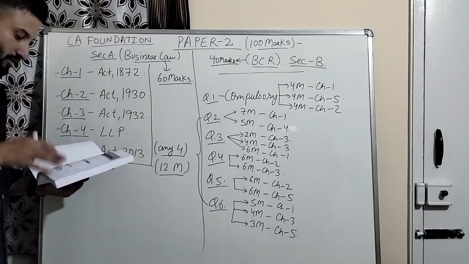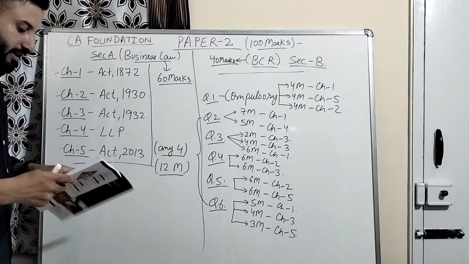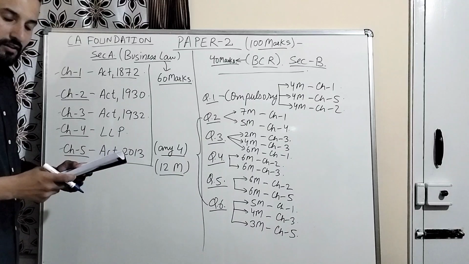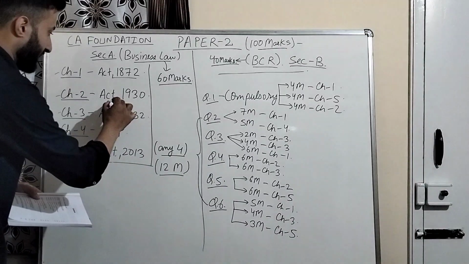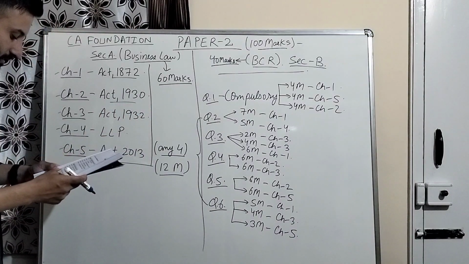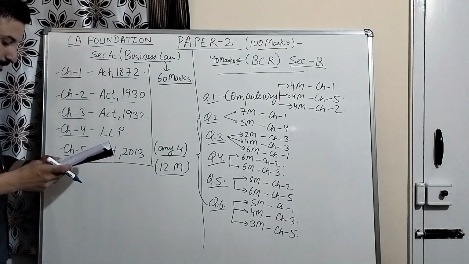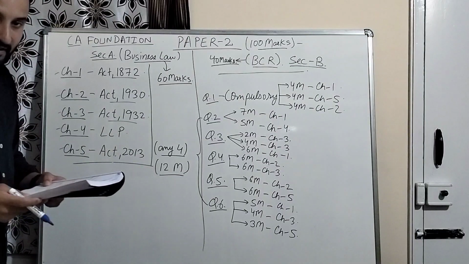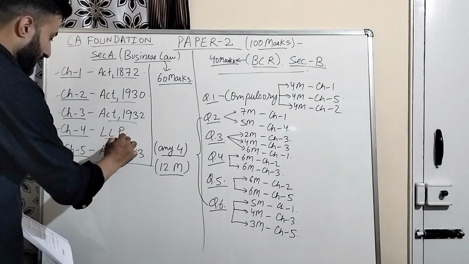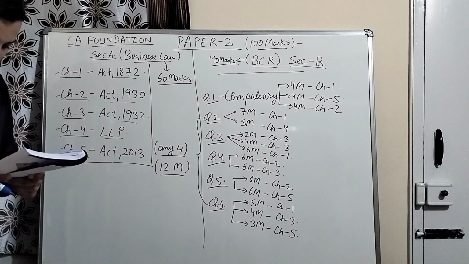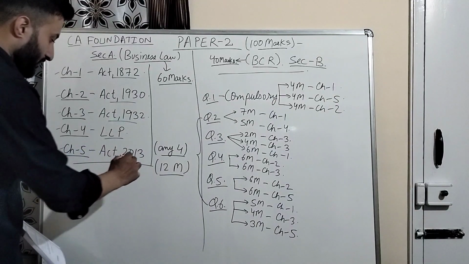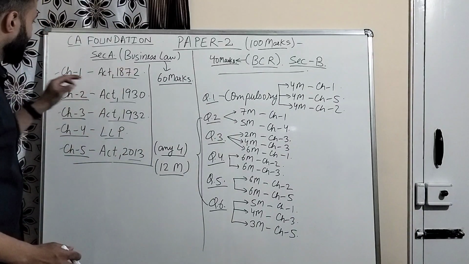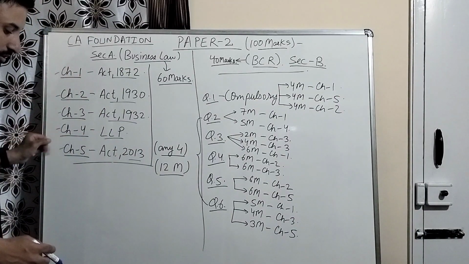Chapter 1 is the Indian Contract Act 1872. Chapter 2 is the Sale of Goods Act 1930. Chapter 3 is the Indian Partnership Act 1932. Chapter 4 is the Limited Liability Partnership, LLP. And chapter 5 is the Companies Act 2013. So these are the 5 chapters for the business law.